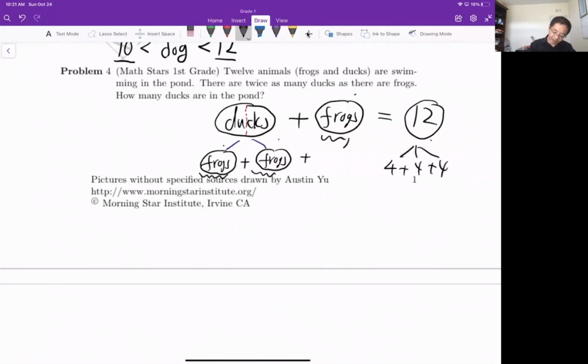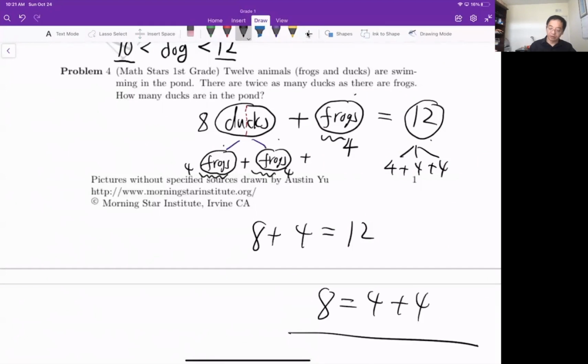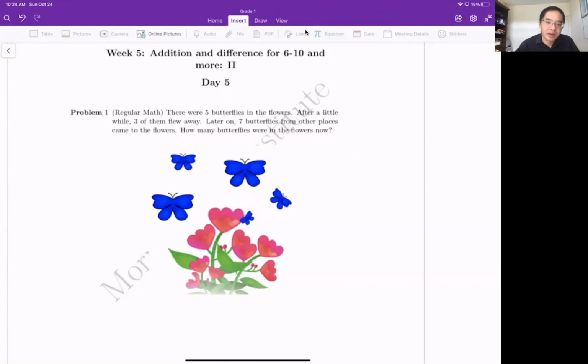So then I get the number of frogs is 4, and then the number of dogs is 8, right? You can double check. 8 plus 4 equals 12, and 8 is indeed twice of 4, right? That's how it works. The answer is 8.